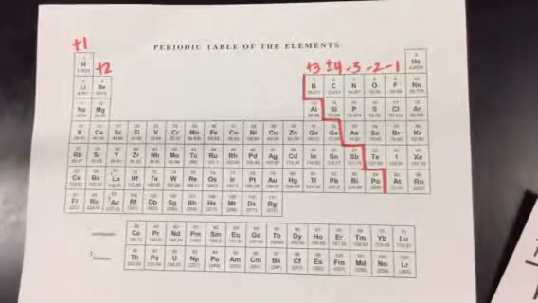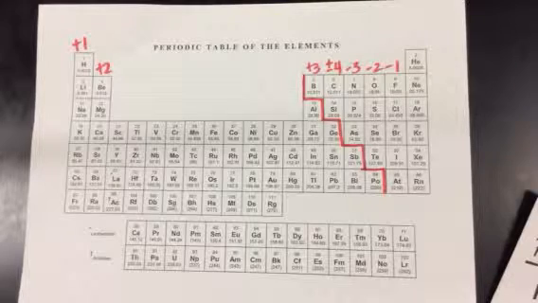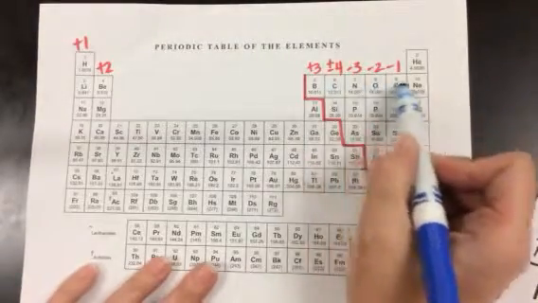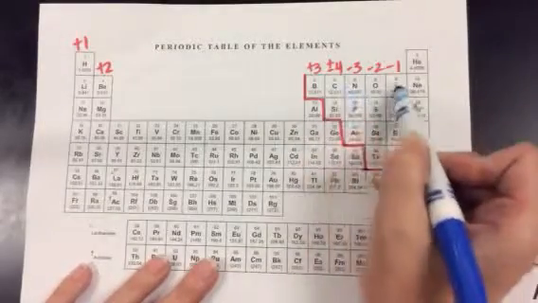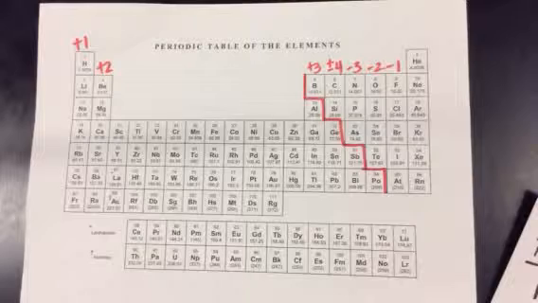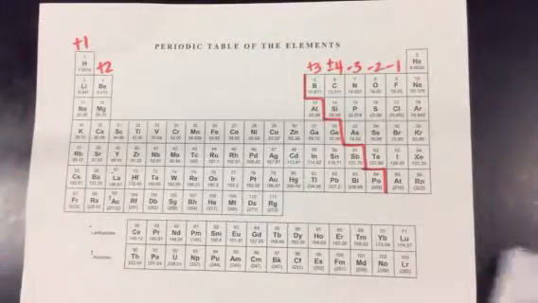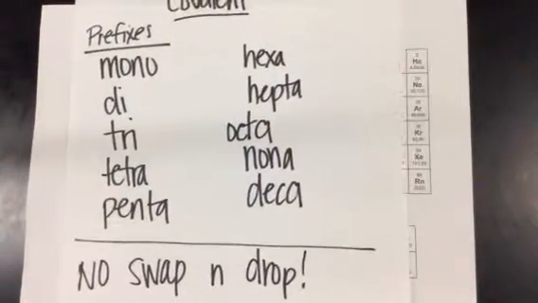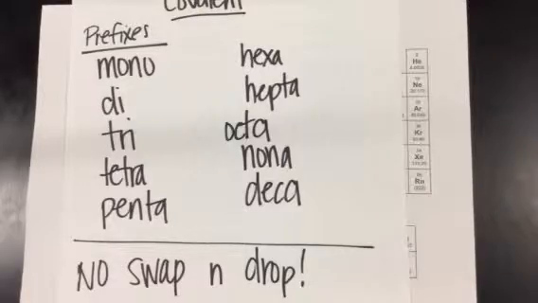In this video, we're going to name covalent compounds and write their formulas. Covalent compounds are made up of two nonmetals sharing their valence electrons. The ones that share their valence electrons are only nonmetals, so this little portion of the periodic table right here. With covalent compounds, they do not have any polyatomic ions, they don't swap and drop. All that we need to do is know some prefixes in order to tell how many of each of the different elements are there.